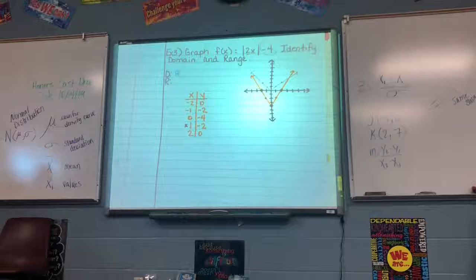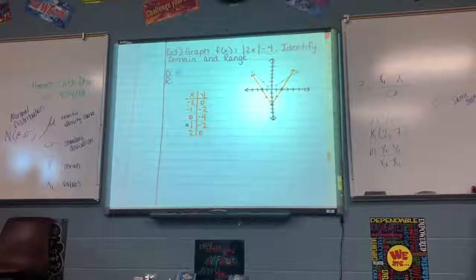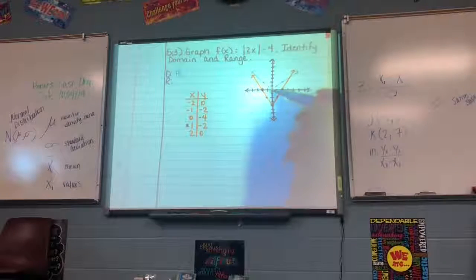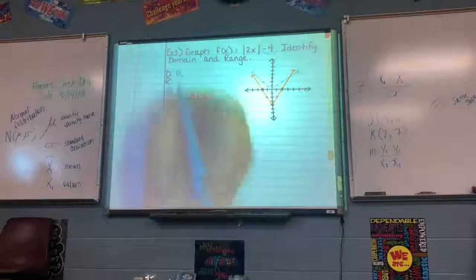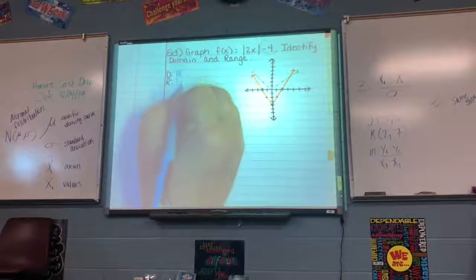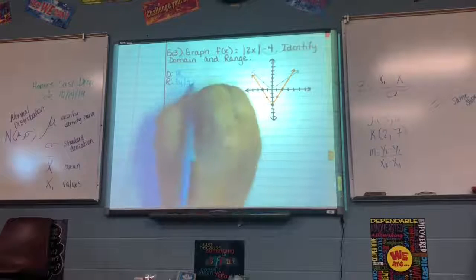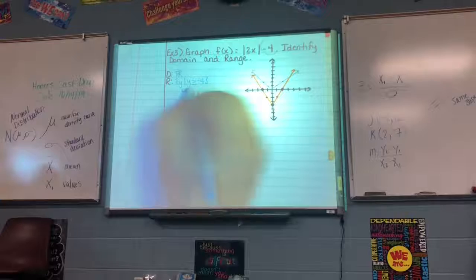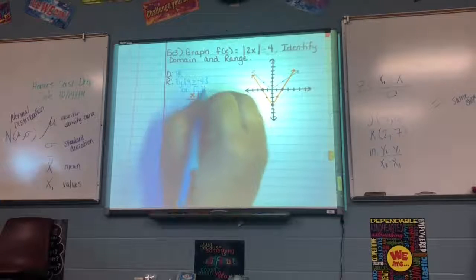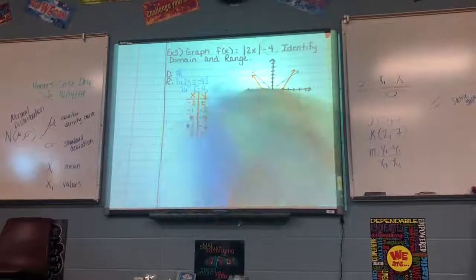Okay. All right. And then the range. What do we know about the range? Well, the original one was everything greater than 0. What's this one greater than? -4. So it's all my y's greater than or equal to -4. Or I could write it as -4 to positive infinity.